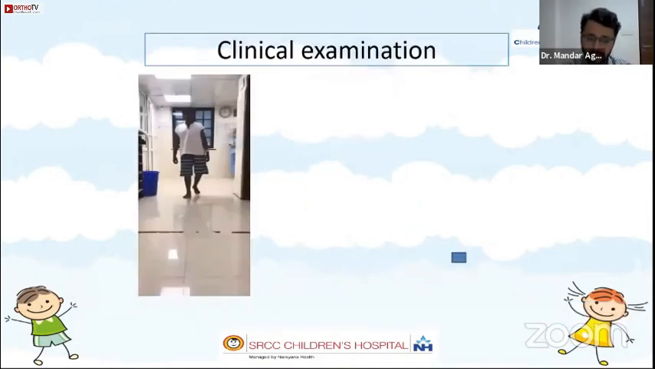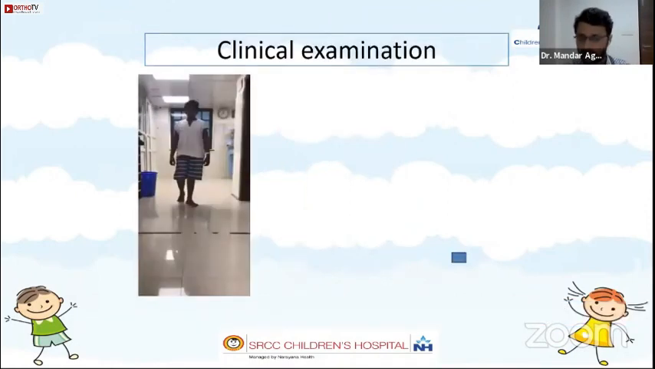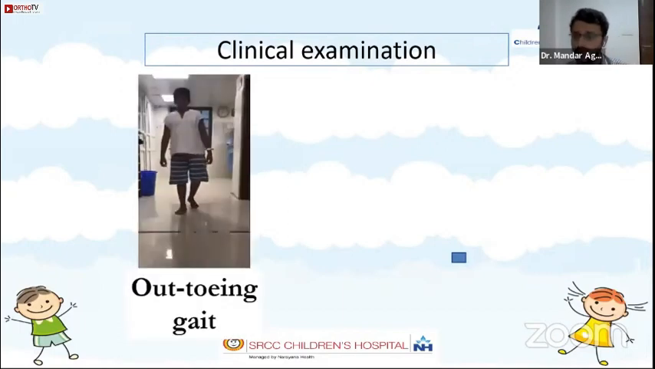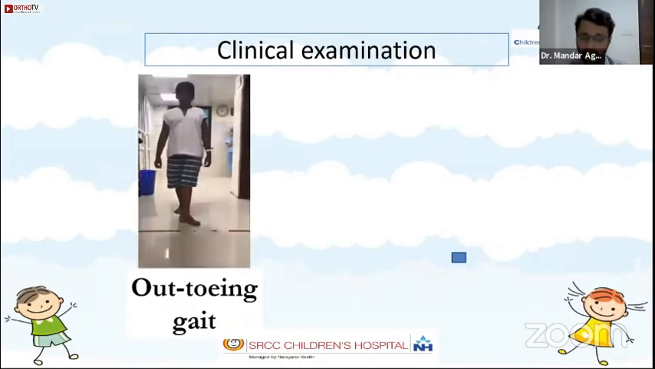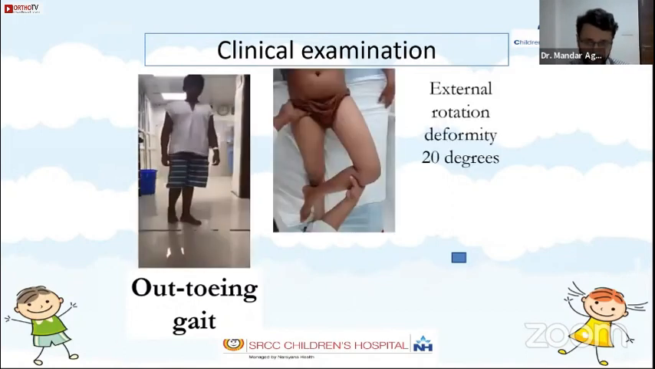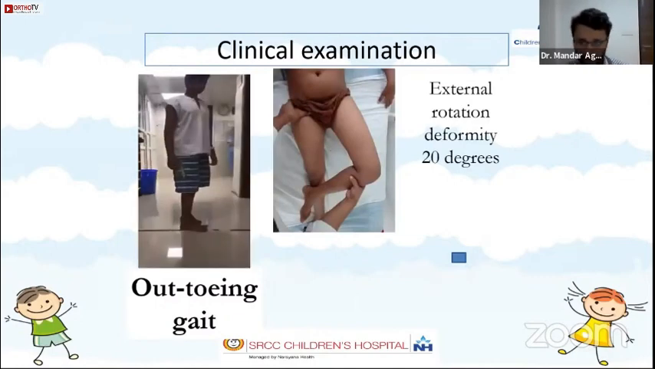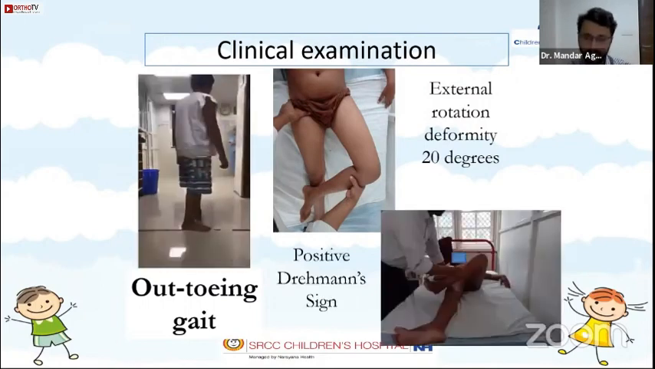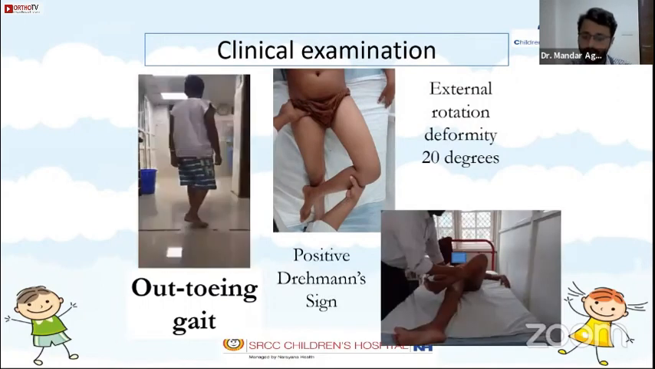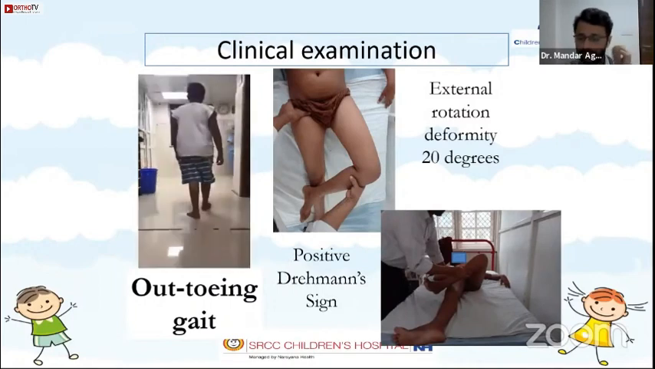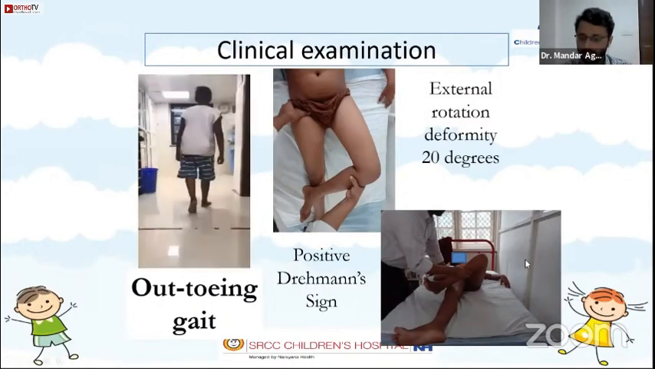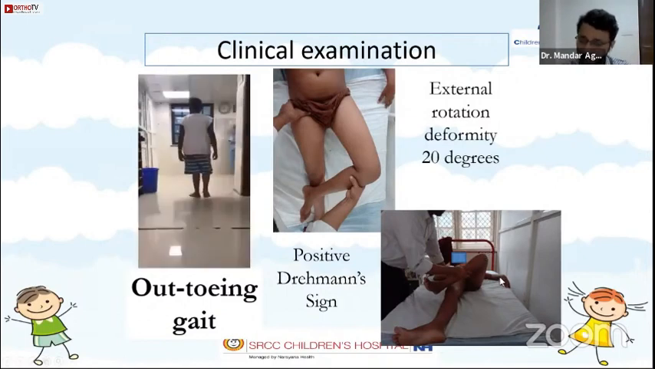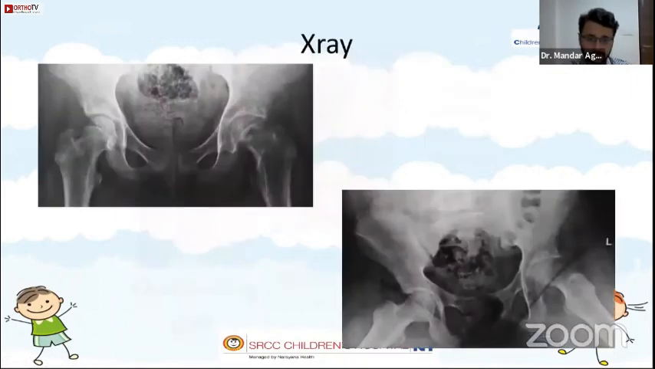So this is a classic presentation of slipped capital femoral epiphysis, which is mild, with an out-toeing gait. Any obese adolescent with an out-toeing gait, you have to look at the hip and rule out an SCFE. Second, the child has an external rotation deformity, usually mild in early slips. And the child has a positive Drehmann's sign. This is classic of SCFE, where the ipsilateral knee goes towards the ipsilateral shoulder. This is because of the obligatory external rotation of that side.